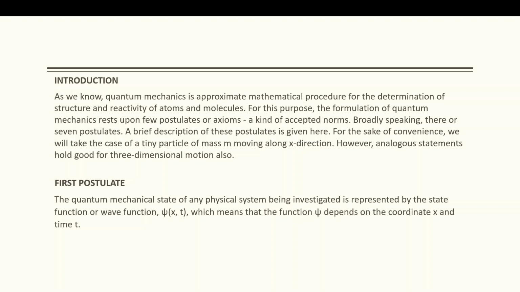Introduction. As we know, quantum mechanics is an approximate mathematical procedure for the determination of structure and reactivity of atoms and molecules. For this purpose, the formulation of quantum mechanics rests upon a few postulates or axioms. These are a kind of accepted norms. Broadly speaking, there are seven postulates. A brief description of these postulates is given here.